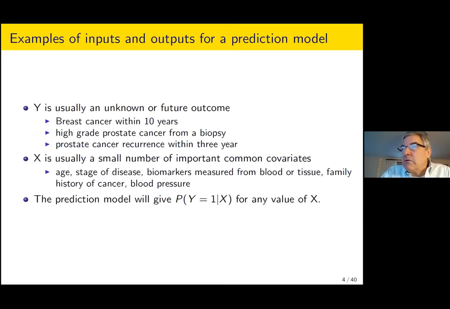Y is something unknown, a binary thing, and usually something about the future is important. These examples differ across models: breast cancer within 10 years, or prostate cancer recurrence within 3 years. Or sometimes it could be the result of a test you haven't done yet, and the probability that the test will come up positive. In these models, X is usually a handful of covariates, 3, 5, 10, so I'm not talking about high dimensional data here. They're usually fairly common, easy-to-measure things, like blood pressure or family history of cancer. You can plug in X and it spits out the probability Y equals one. It could be a nice simple logistic regression, or some complicated black box type model.